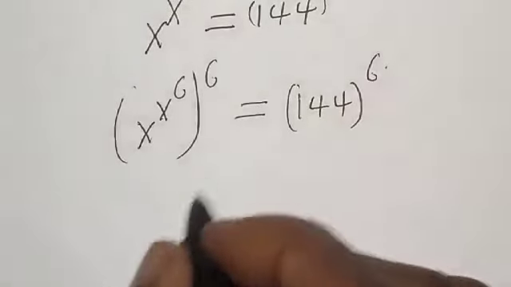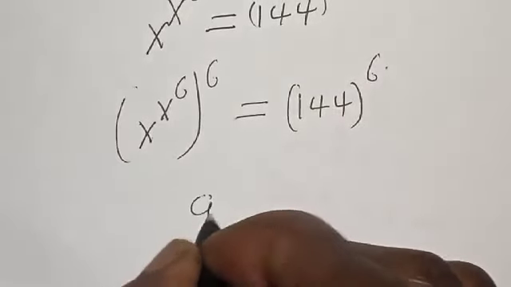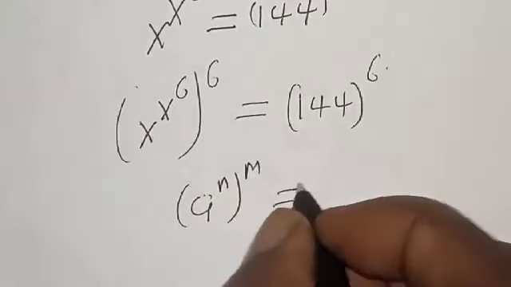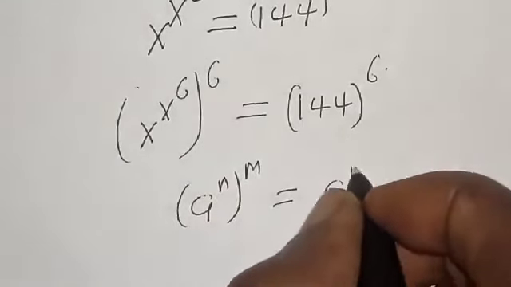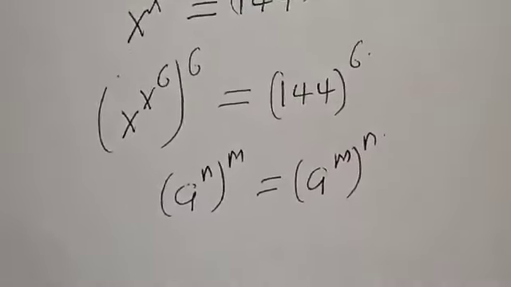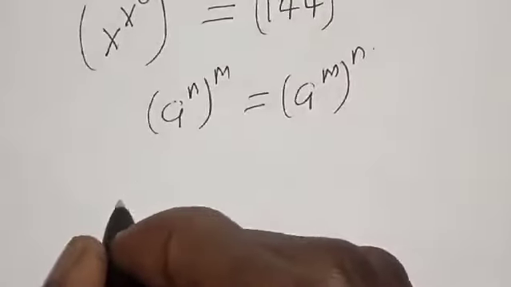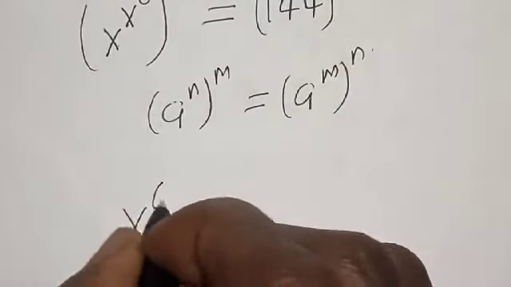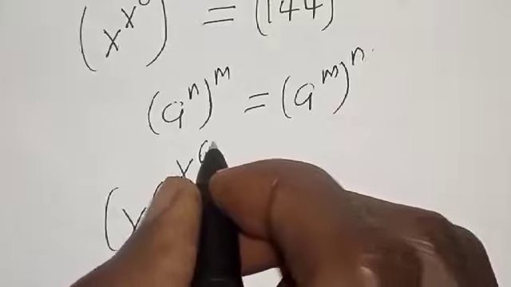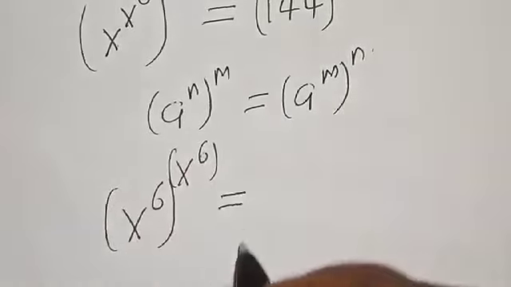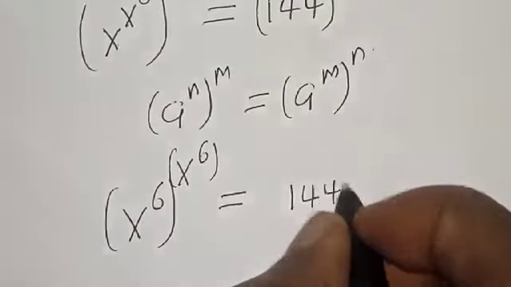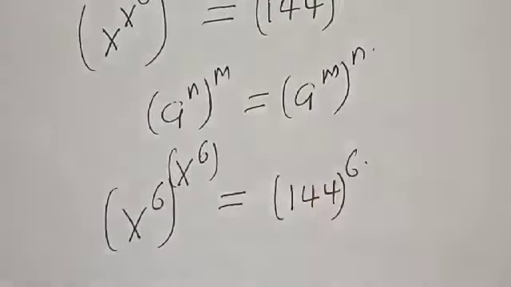In the left hand side, remember, if you have a raised to power n raised to power m, it is the same thing as a raised to power of m raised to power of n. Now we have x raised to power of 6 raised to power of x raised to power of 6 is equal to 144 raised to power 6.